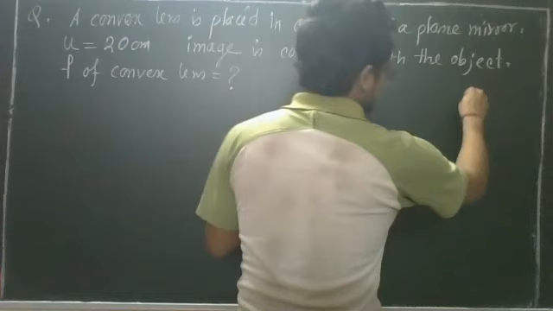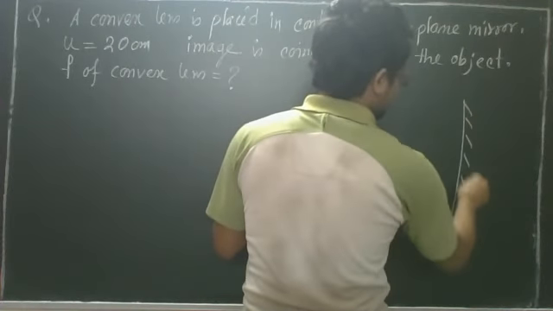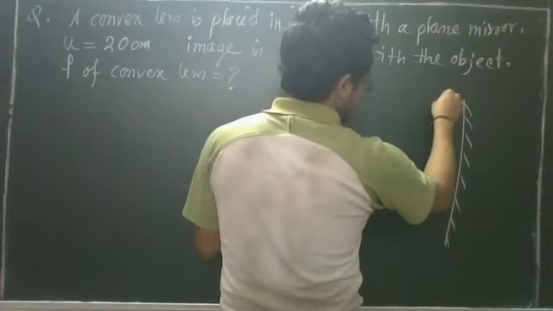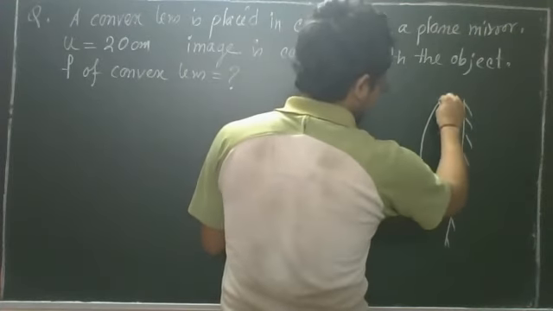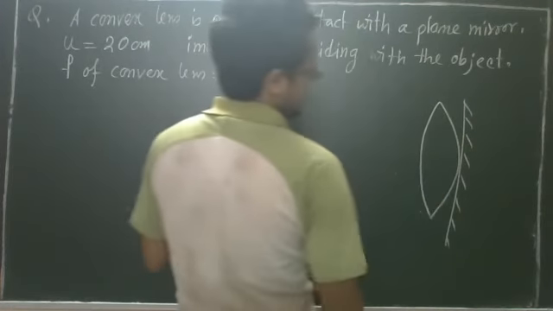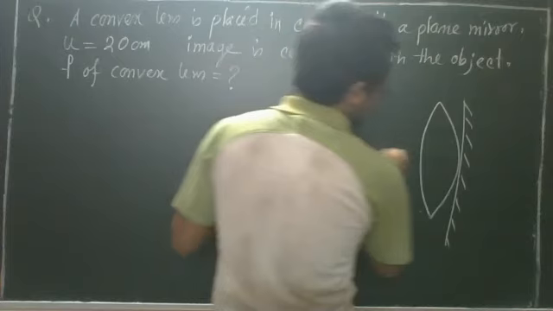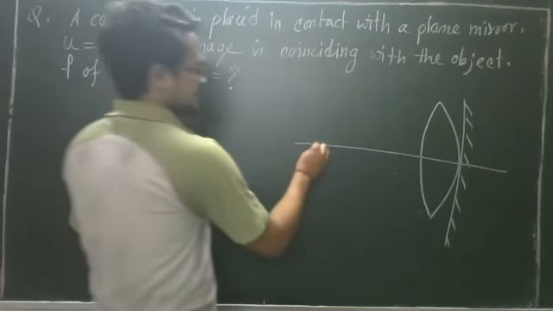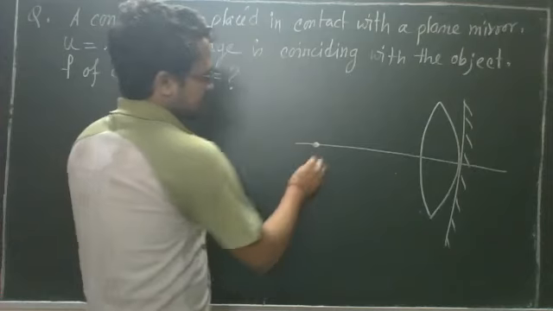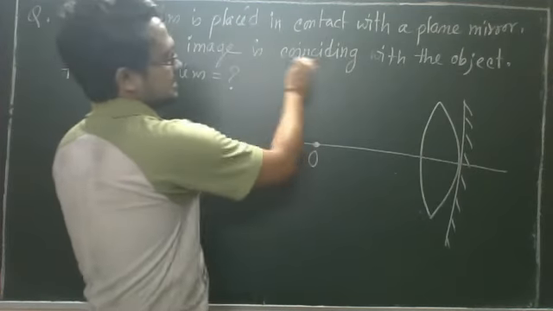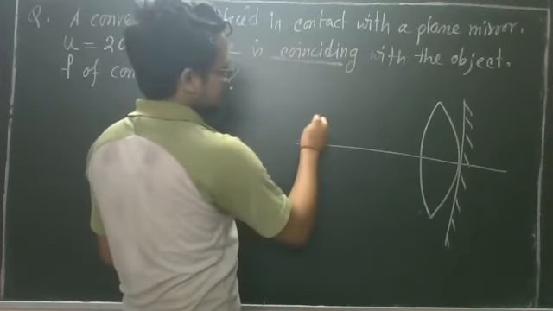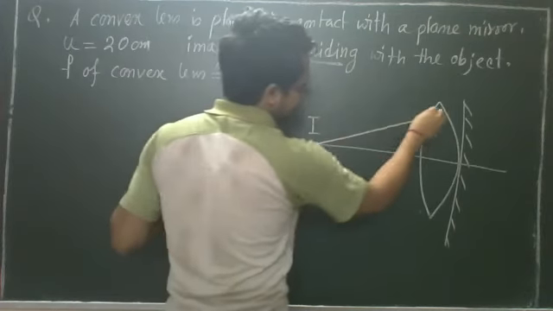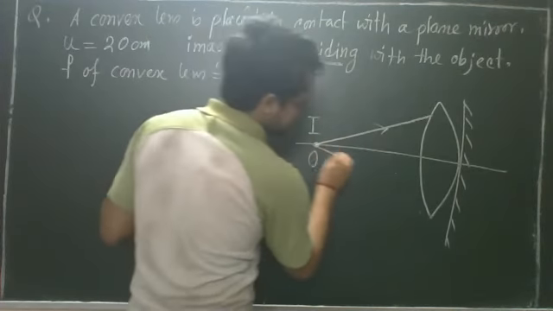Okay, so this is plane mirror, and lens and mirror is in contact. This is the principal axis. Object is placed here. So here object and image, they are coinciding. So object is here, image will also be here. So how will be the ray diagram?